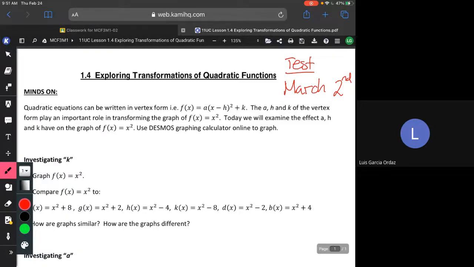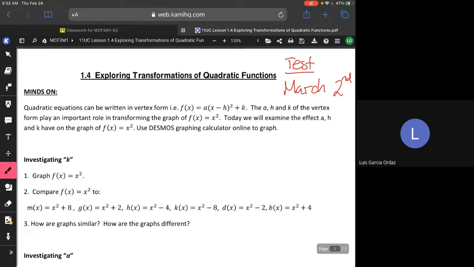All right. So what we're going to be doing today is called transformations of parabolas. Did you guys do this in grade 10? Yeah. Okay. So we're going to review it again by doing Desmos.